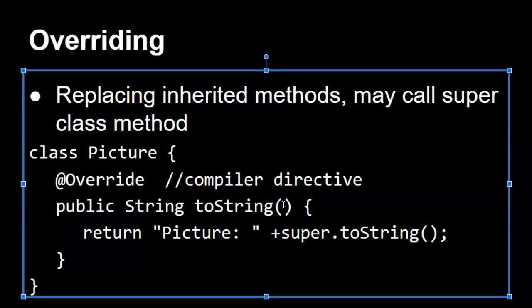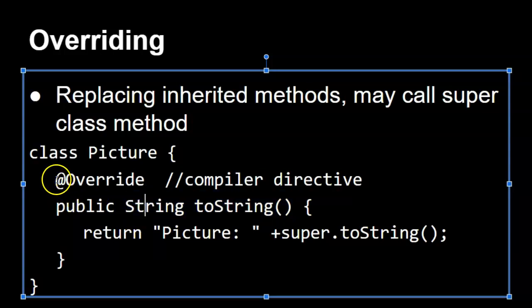So this is overriding, not overloading. Overloading, recall, is same name, different parameters, or different numbers or data types of parameters. But overriding needs to match the method of the superclass that it's overriding. So it's replacing the method.